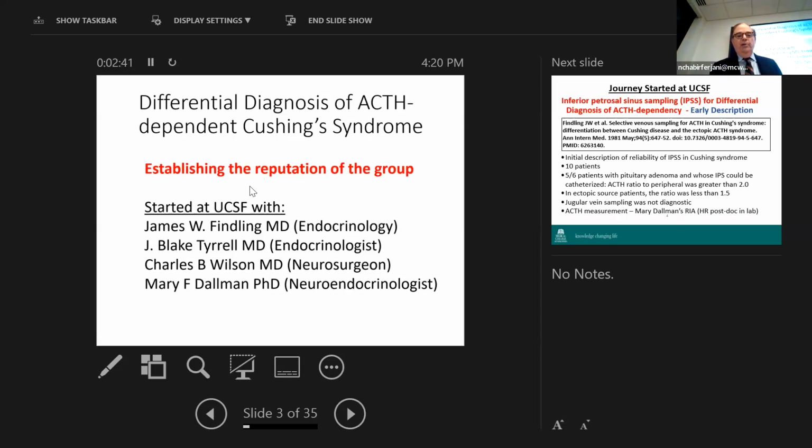I was fortunate to be at UCSF with Blake Terrell, who was my mentor, a clinical endocrinologist; Charlie Wilson, who was arguably one of the best pituitary neurosurgeons of the 20th century; and Mary Dahlman, with whom Hershel did his postdoc, who was very interested in the hypothalamic pituitary adrenal axis.